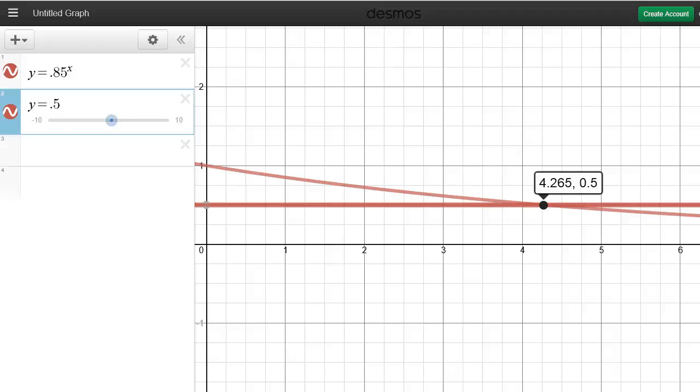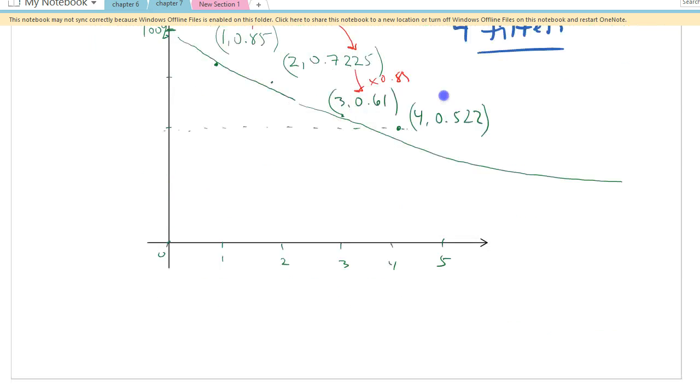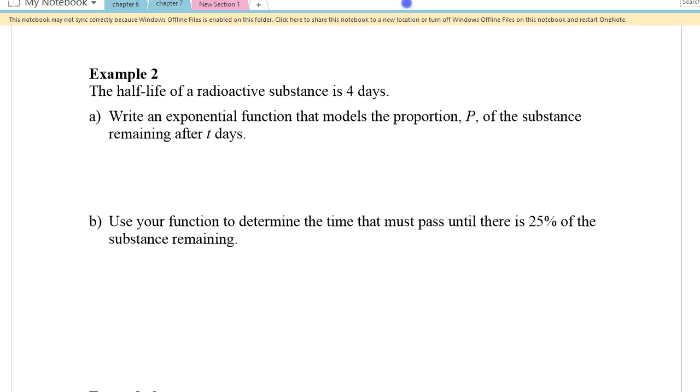So you won't be having any questions where you require a graph to do this. We're going to be learning a mathematical way of finding all these, but what we need to do, the most important part, is to be able to figure out this p is equal to 0.85 to the power of n. Alright, let's look at example number 2.